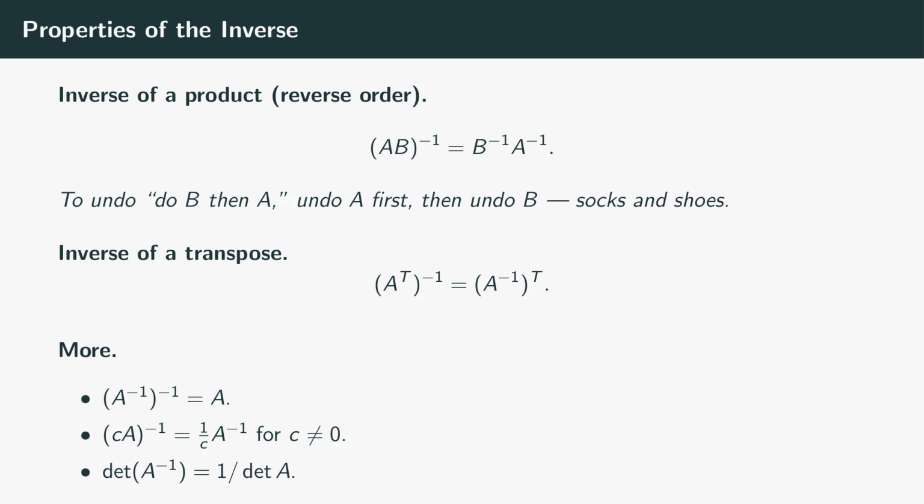A few more. Inverting twice returns the original matrix, so the inverse of A inverse is just A. Scaling a matrix by a non-zero number C inverts to dividing by C. The inverse of C times A is 1 over C times A inverse. And the determinant of the inverse is the reciprocal of the determinant, which makes sense, since undoing a transformation that scaled area by some factor must scale it back by the reciprocal.